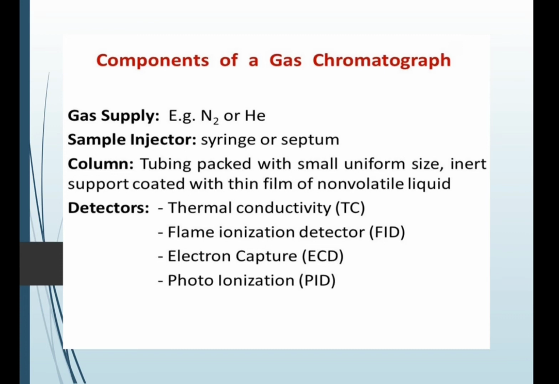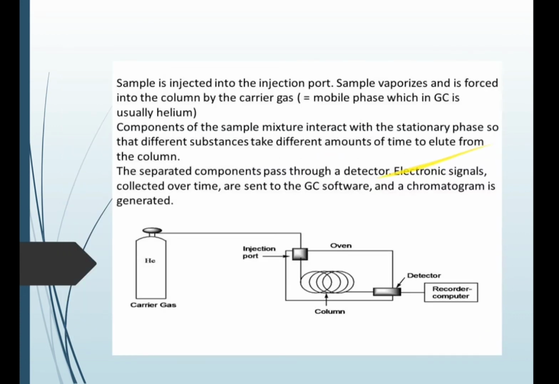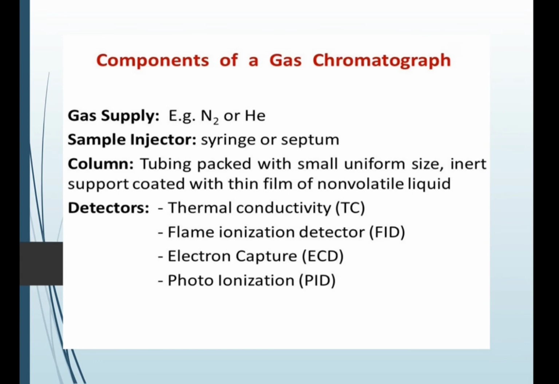And the last part is the detectors. So here in gas chromatography, 4 detectors are mainly used, and each detector can be used for specific compound analysis. The first one is a thermal conductivity detector. The second one is a flame ionization detector. The third one is an electron capture detector. And the last one is a photoionization detector. So these 4 detectors are used in gas chromatography, and each detector is useful for a different kind of compound analysis.